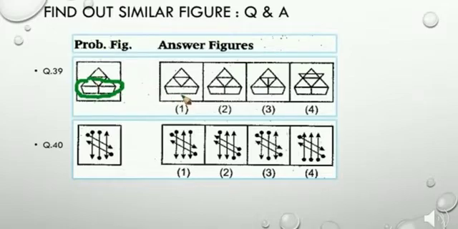Can we find this portion available here? No, because this line is missing here. This line is not there. So this cannot be the answer. Can we see this portion here? Yes, we can see. So temporarily we can accept this.